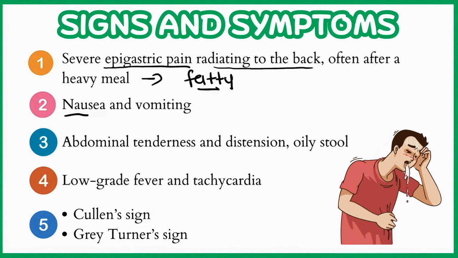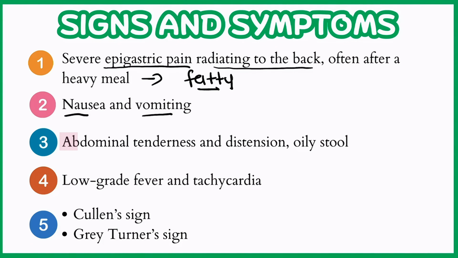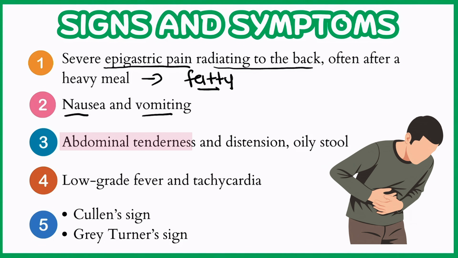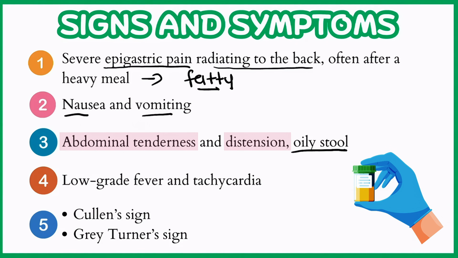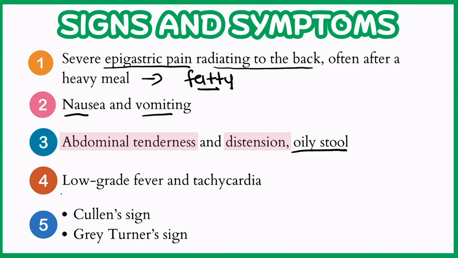Number 2 is nausea and vomiting. Number 3 is abdominal tenderness and distension. And in chronic pancreatitis, you're also going to see oily stool because of the fat. Number 4, low-grade fever. Anytime there is inflammation, there will be fever and tachycardia.